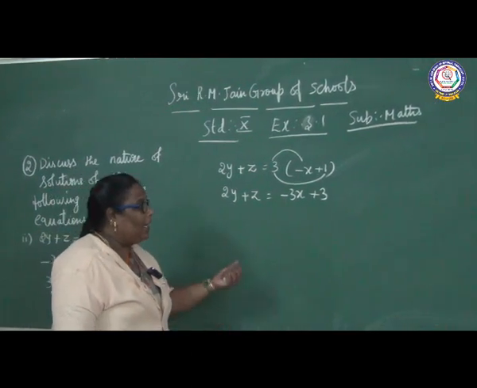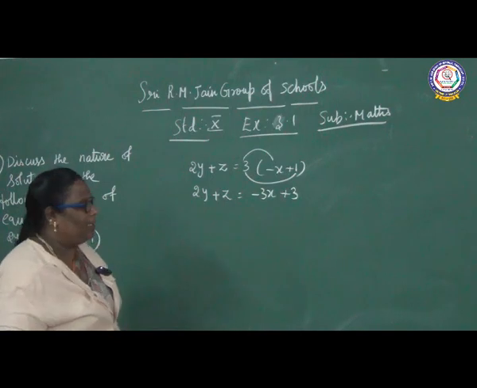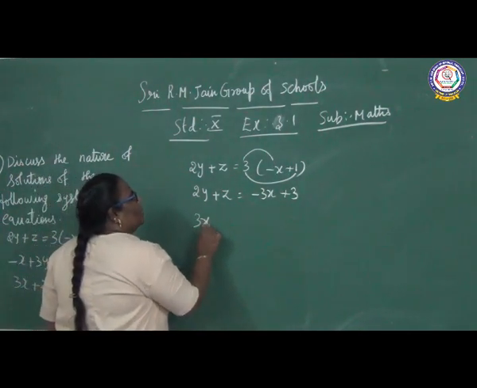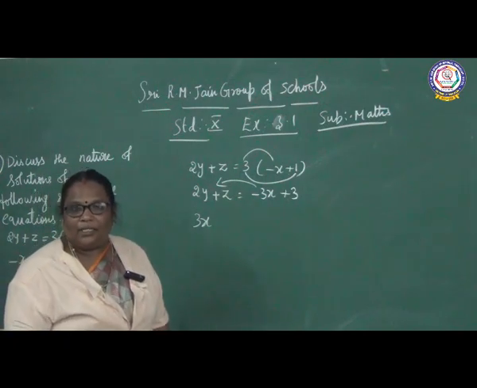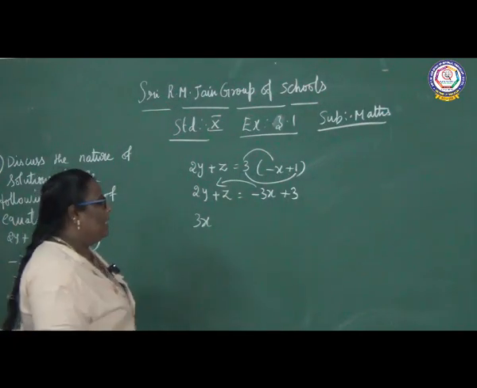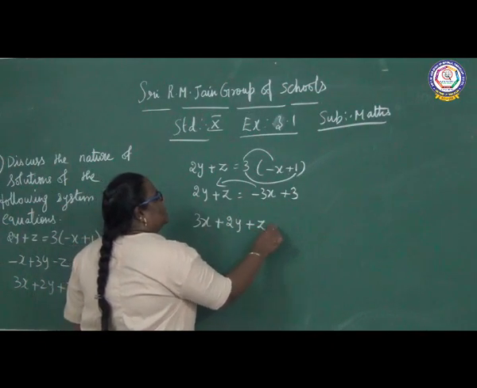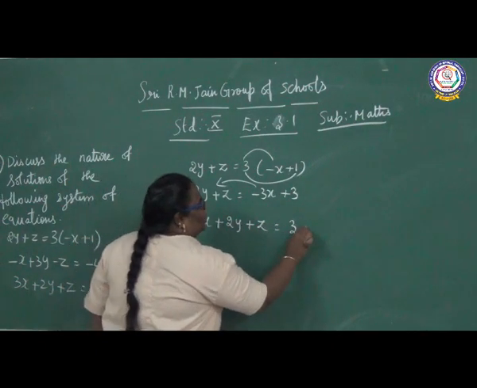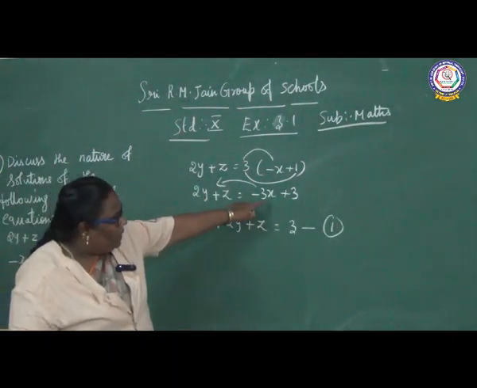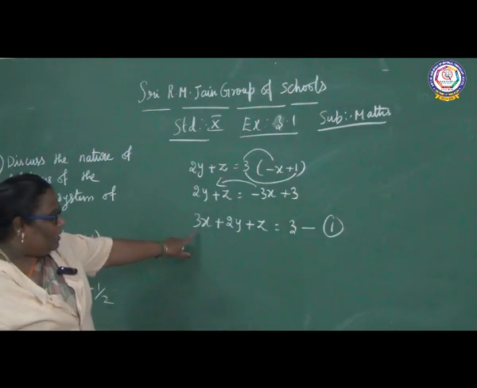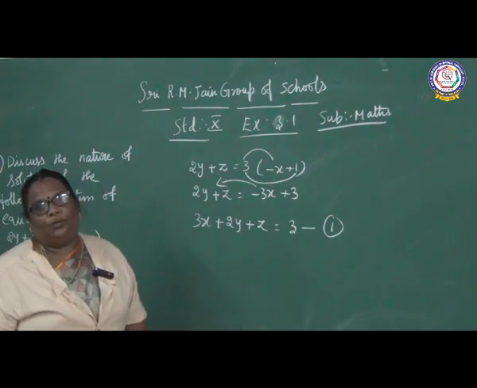So you bring the x term to the other side and let the constant stay. You bring minus 3x to this side, and minus 3x becomes plus 3x. 3x plus 2y plus z equal to 3. You can take it as the first equation. I brought 3x to this side: 3x plus 2y plus z equal to 3.